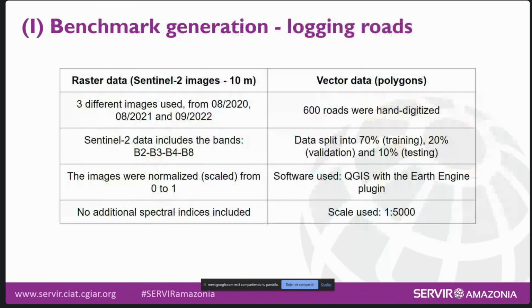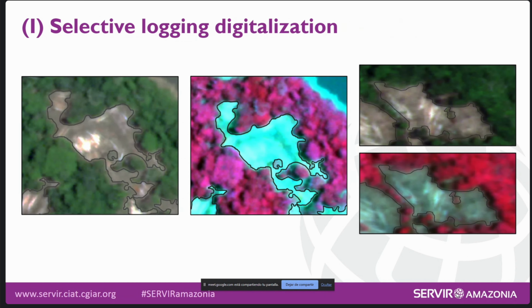Okay, and for the logging roads, we had a different data set. We used, for this specific case, Sentinel-2 images, and same as the SkySat images, we normalized them, but in this case, we did not include spectral indices. In this case, we have over 600 roads that were manually hand digitized as well, and we used the same software.